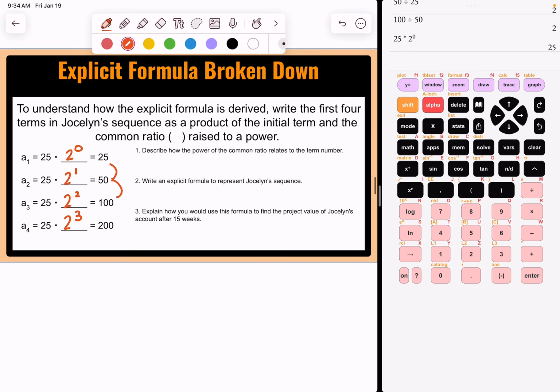So describe how the power of the common ratio relates to the term number. Well, here the power, the exponent is 0, and our term number is 1. Here our power is 1, and our term number is 2. So it's always that the exponent is 1 less than the term number.